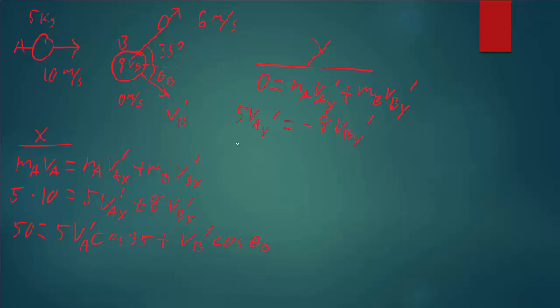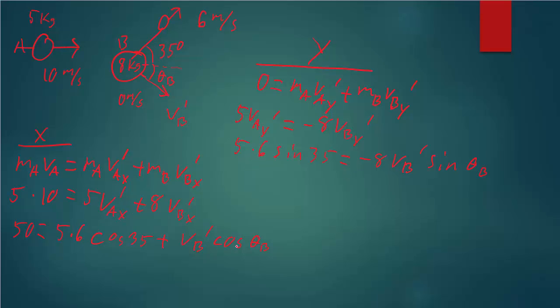Alright, and then if we come up here, we've got 5 VA prime. This is going to be the sine of 35 because we want the vertical component of this guy now, equals negative 8 times VB prime sine of our unknown angle. Okay, so this is one way to do it. We know VA. I guess I should have put that in as well. Let's get rid of this guy. So we're given that is 6.